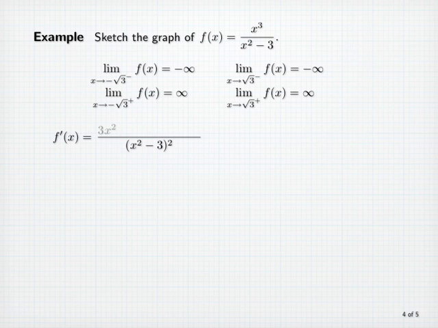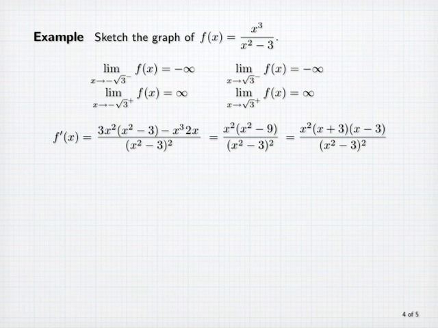the derivative of x cubed, 3x squared, times the denominator, x squared minus 3, minus the numerator x cubed times the derivative of the denominator, which is 2x. Now notice that in the numerator we have a 3x to the fourth term, as well as a minus 2x to the fourth term, and so we have an x to the fourth. And then the other term is minus 9x squared. In factored form, that's x squared times x squared minus 9. So we can factor the numerator further and write x squared times x plus 3 times x minus 3 all over x squared minus 3 quantity squared.